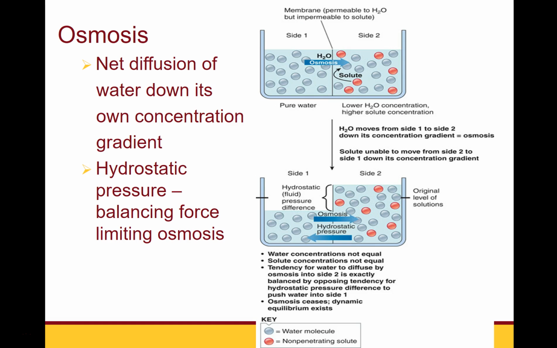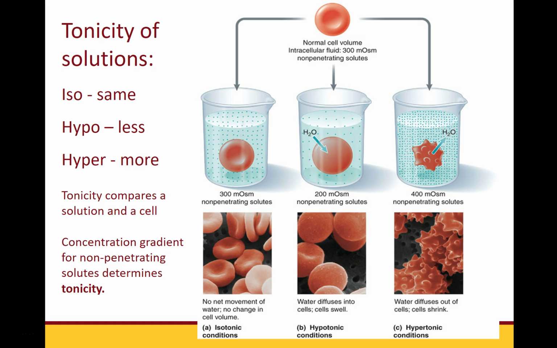So osmosis is the net diffusion of water down its own concentration gradient. Hydrostatic pressure is the same as osmotic pressure, the force based on that. We talked about this review slide there. Okay, this is where it comes up in your real life. Here is our red blood cell. We had the same diagram in the lab. I'm going to walk through it more here.